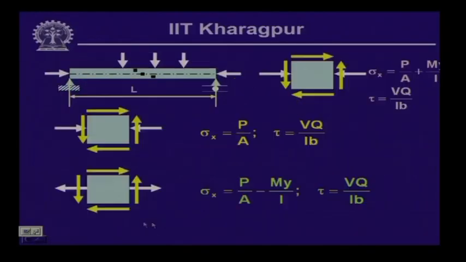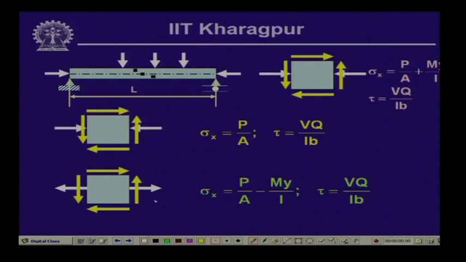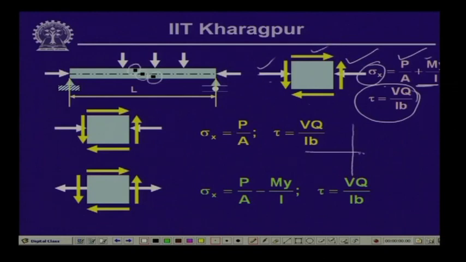Now, if you look at this particular figure, at these three locations, if we would like to compute the value of the stresses, here we have the normal stress sigma, which is P by A plus or minus M y by I, depending on the magnitudes of these values, and tau is going to give you the shearing stress, which is V q by I b. So, we have the normal stress and we have the shearing stress, and these resulting stresses can be computed from the Mohr circle.